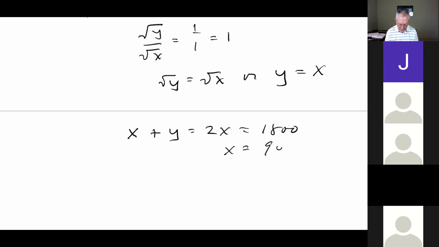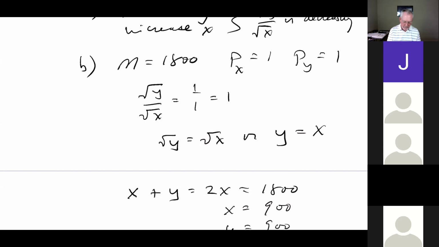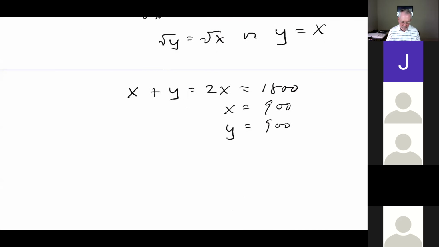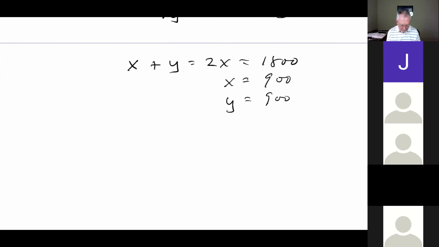So x is equal to 900, and y is equal to x, so it's equal to 900. So that is Antonio's initial consumption bundle when his income is 1,800 and the price of both x and y are equal to 1. Now note here, what's the utility level?